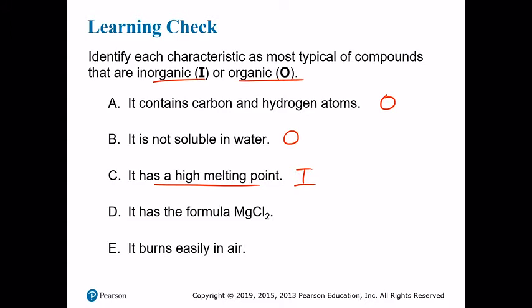If you have the formula of the compound, it's easier because you can just look for carbons and hydrogens. This one has no carbon, so obviously this is an inorganic compound, magnesium chloride. And the last one is if a substance burns easily in the air, that's a very good indication that it is an organic compound undergoing combustion.